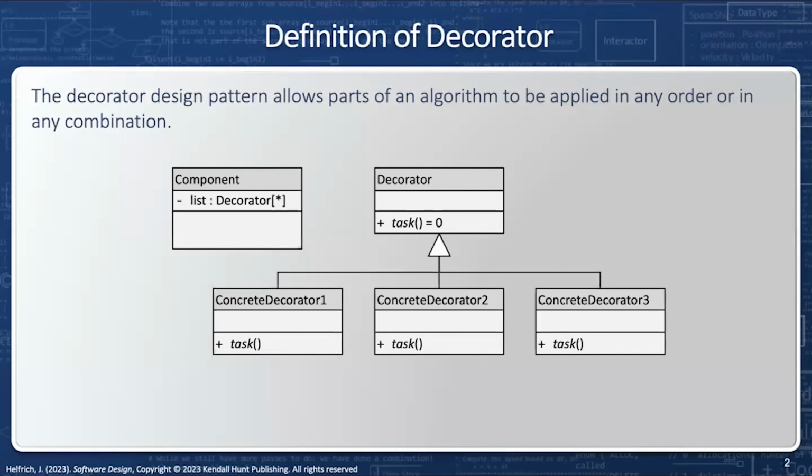Then we're going to have our component, which is going to have a list of decorators, and how many? Well, many. And I should be able to add a task, and then I should be able to perform the task, and this will go through all the tasks in the decorator.